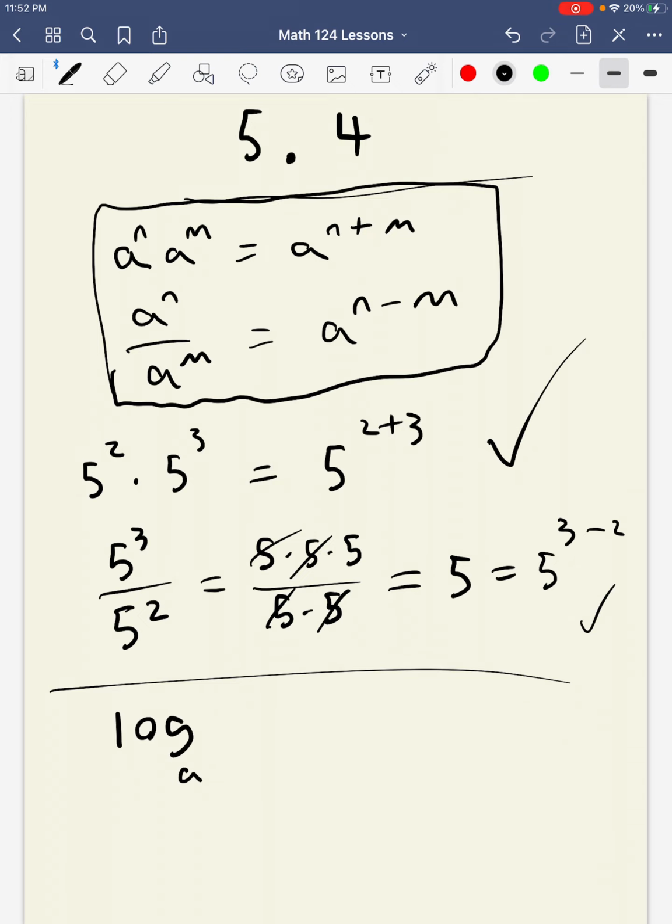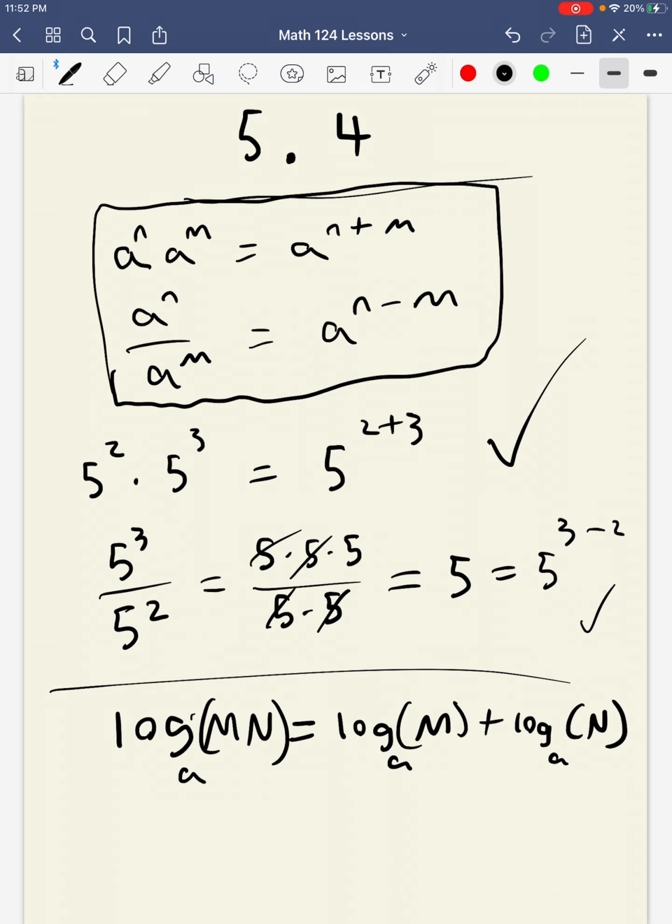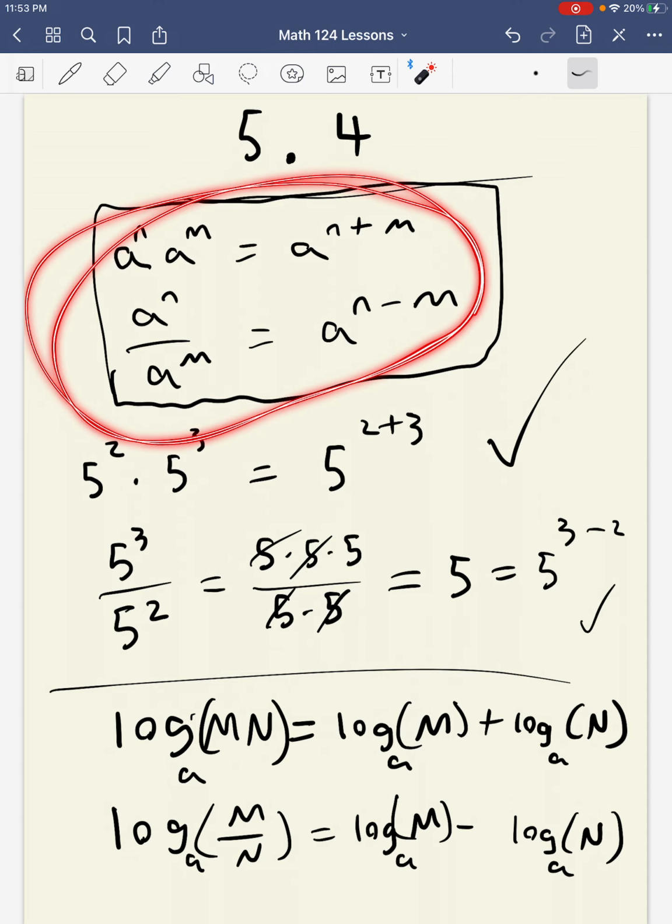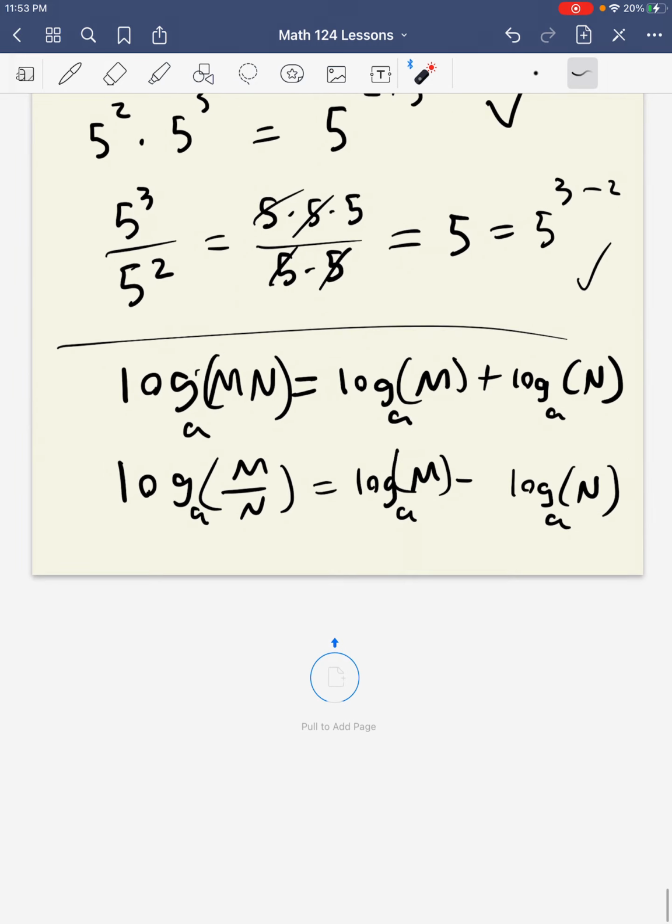So we have a log base a, and then we plug some m and some n in. This multiplication inside of the log will equal log a of m plus log a of n. And similarly, we do m over n inside of the log. Then we can break it up as log a of m minus log a of n. The reason why they are true is simply because, well, the exponent rules are true and logarithms are the inverse of exponentials.